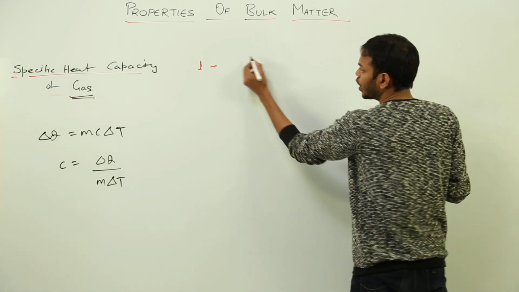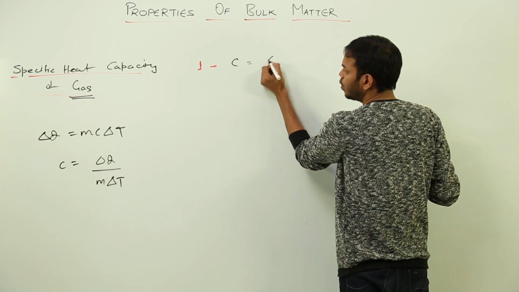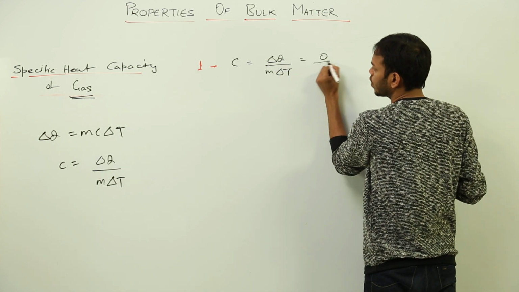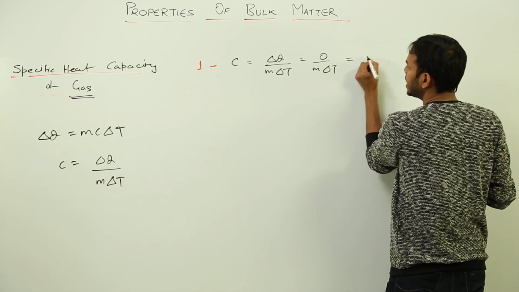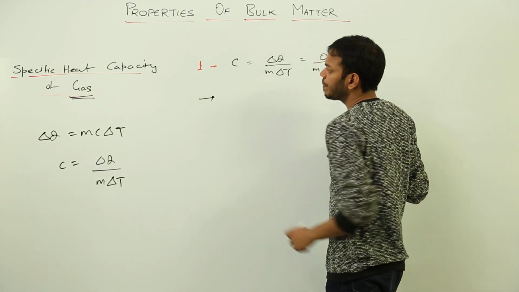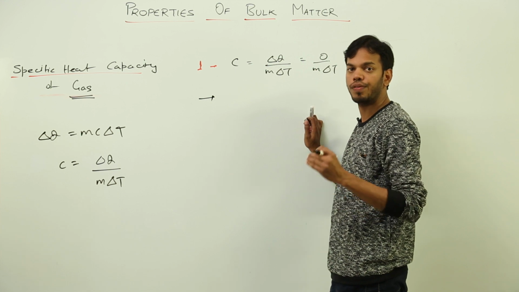So in that case, what would I get? C, which is equal to delta Q upon m delta T. Here delta Q is equal to 0, right? But there is a change in temperature, hence specific heat capacity in this case would be 0. So this is the case when gas is allowed to compress very fast.